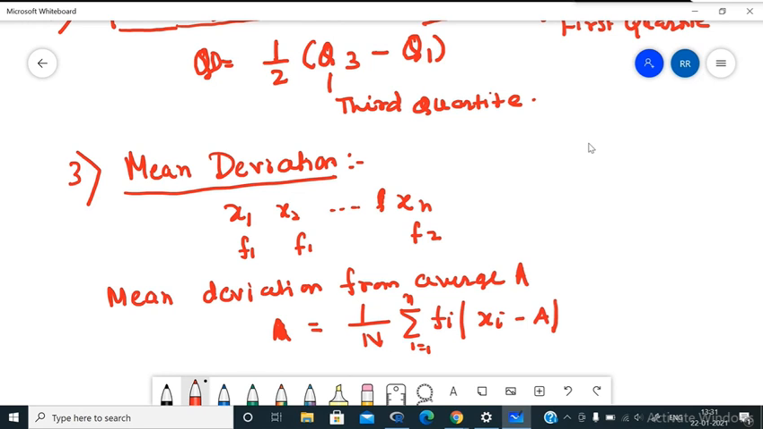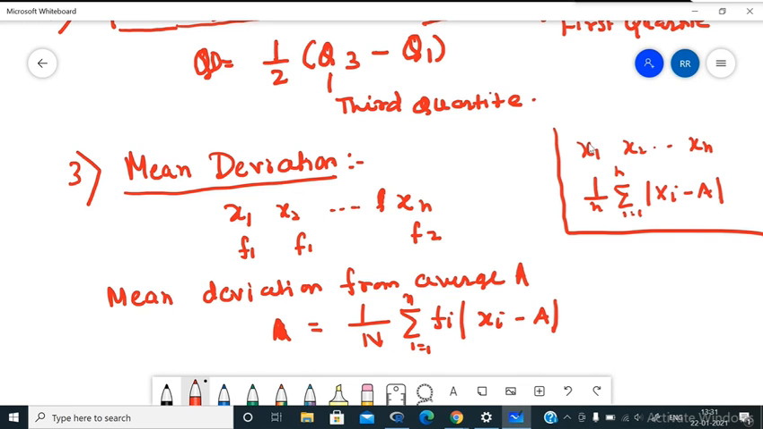If it is not in the form of a frequency distribution, suppose it is x1, x2 up to xn, there is no frequency, or all observations appear only one time, then it can be defined as 1 by n, i varying from 1 to n, summation of modulus of xi minus A. Okay, so it is different.